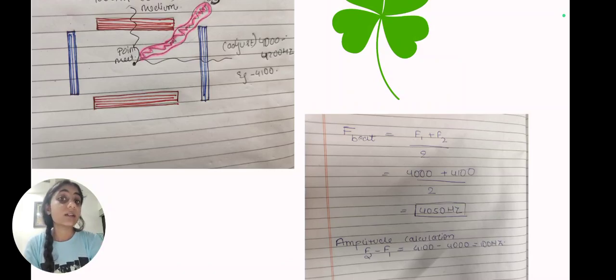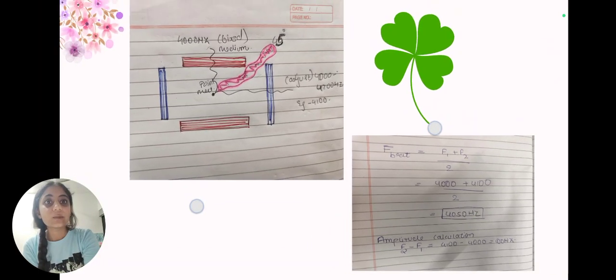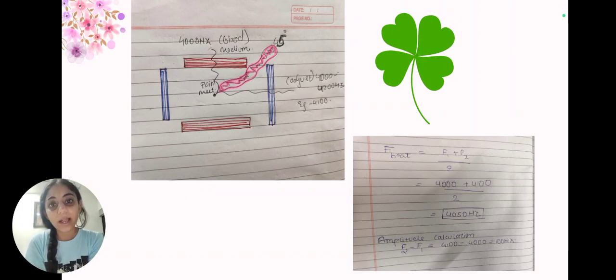Now there is a formula that we can calculate how much amplitude inside the beat frequency. So f2 minus f1, means 4100 minus 4000, we are getting 100 hertz. So this was the production of IFT.